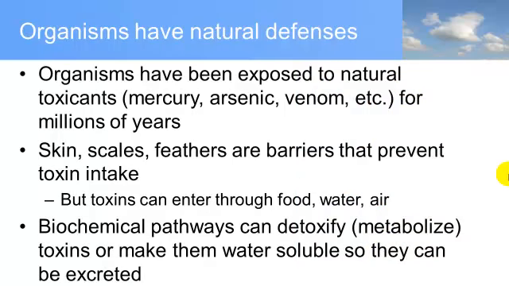So organisms have a number of defenses to many natural toxicants, things that are found in the environment. Since we've evolved among these things for millions of years, we have things like skin and hair that are barriers to protect them. Other organisms have scales or feathers. But even so, many toxic materials can enter through food, water, air, etc. We have developed biochemical pathways in our cells that will metabolize these toxins, break them down into something less harmful, or make them more water soluble so that we can quickly excrete them from our bodies.